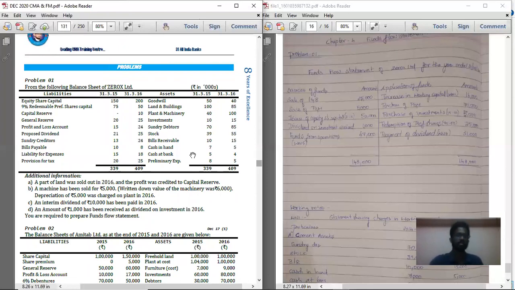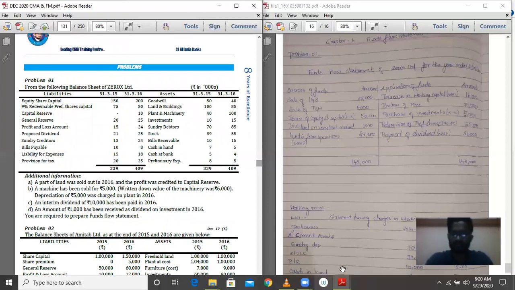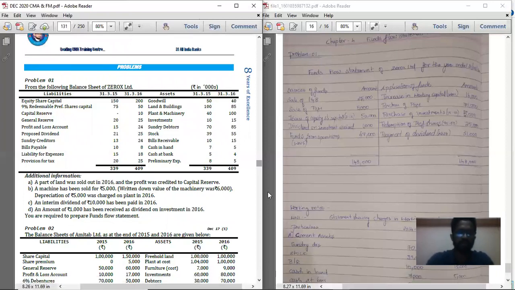So come to the problems. We'll start off with problem number 1. From the following balance sheet of Xerox Limited. They have a balance sheet. For that, a fund flow statement should be prepared.